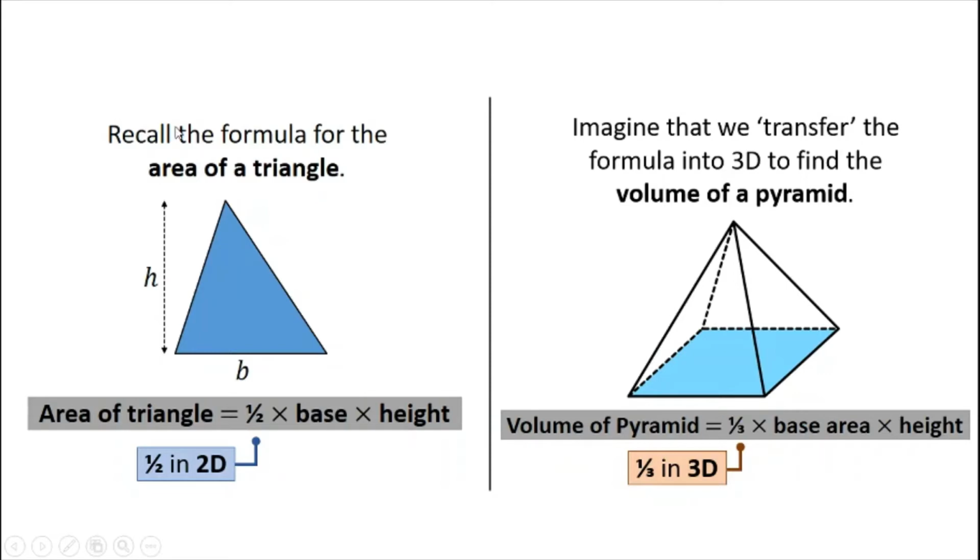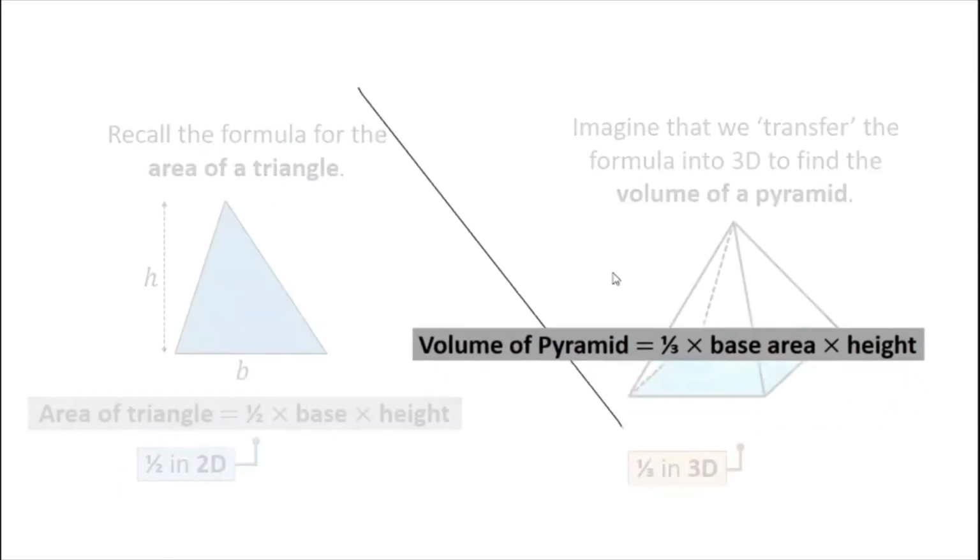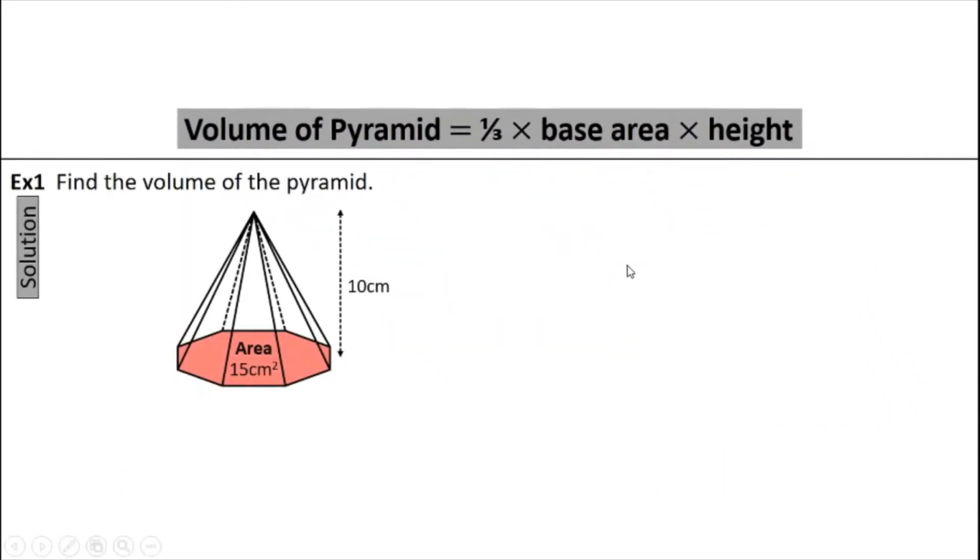Notice that in the area of a triangle, we have a half times base times height, and for the volume of a pyramid, we have 1/3 base times height. Okay, but it's base area, and the third relates to the fact that this is 3 dimensions rather than 2 dimensions. So, please bear that formula in mind as we go.